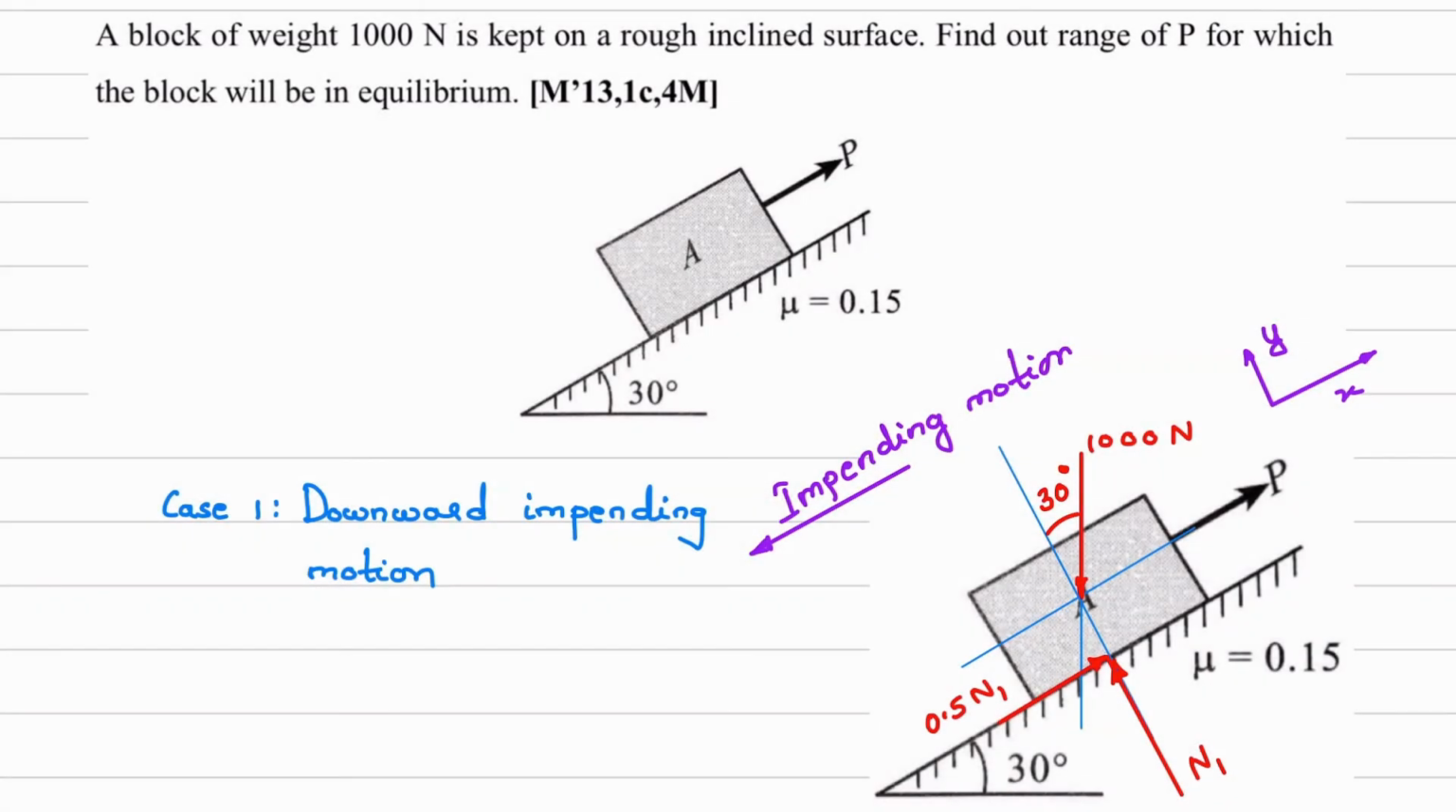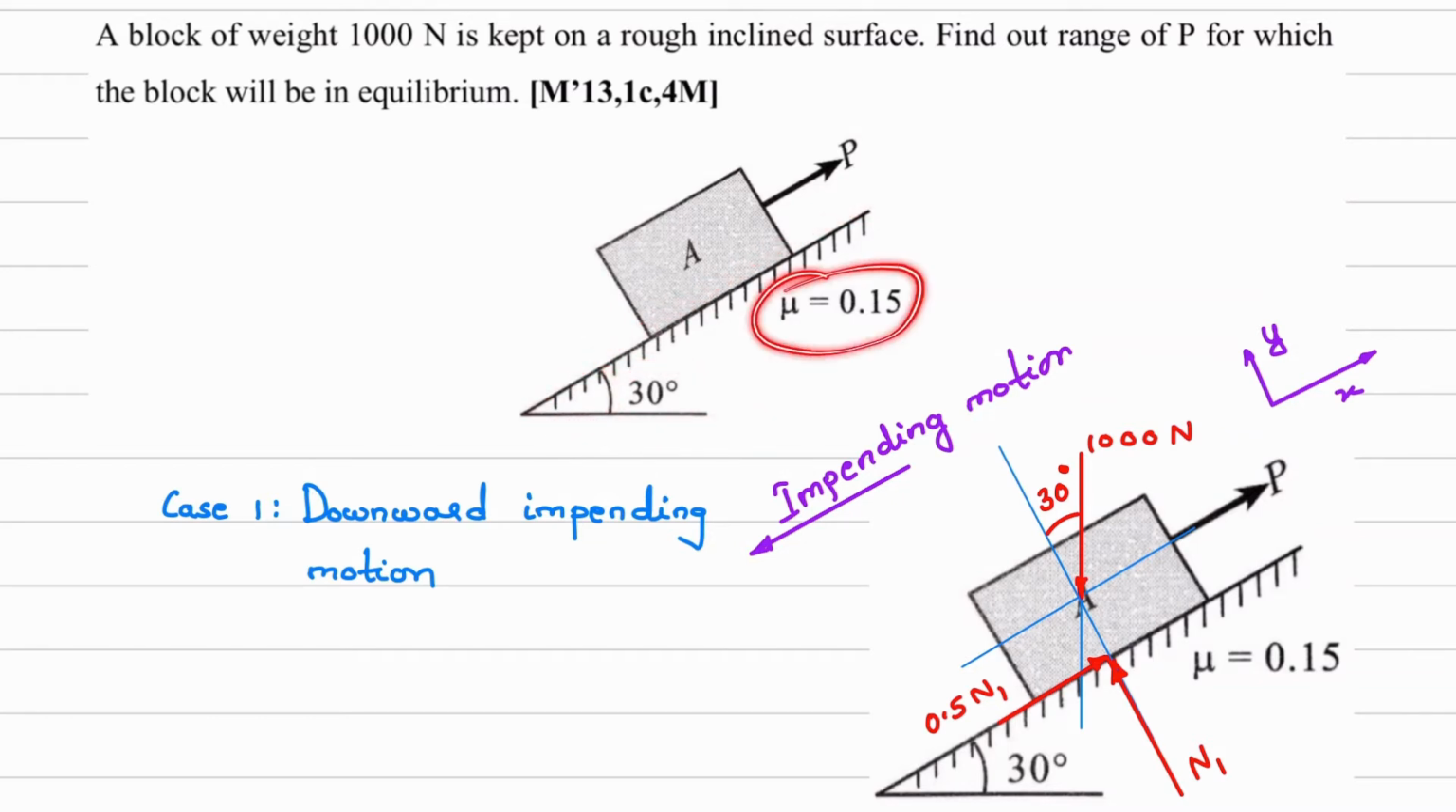We will solve a few more numericals related to friction. In this numerical, a block of weight 1000 Newton is kept on a rough inclined surface. So block A is having a weight of 1000 Newton. It is kept on a rough inclined surface. The inclination is given as 30 degree.